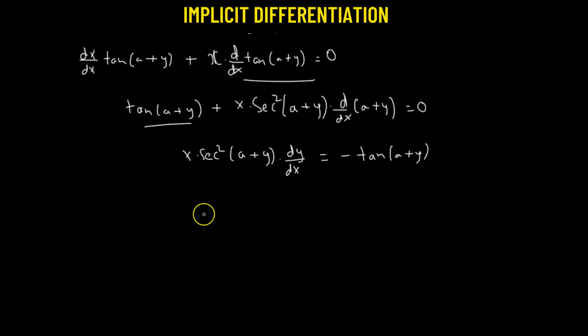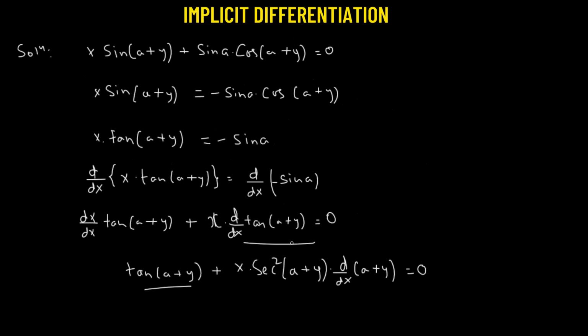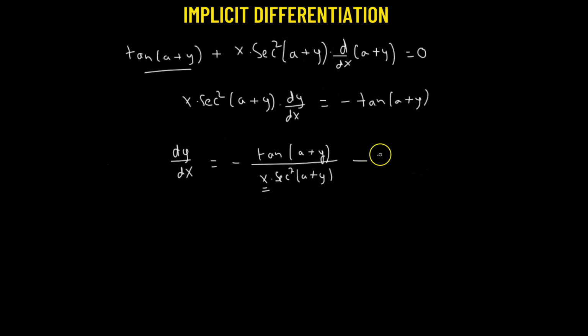Now what we'll do, we'll divide both sides by x times secant squared of a plus y, such that we have derivative of y with respect to x equal to negative of tangent of a plus y, whole divided by x times secant squared of a plus y. Now we'll have to take care of this particular x here. Let's label this as number 1, and we'll label this as number 2. So from number 2, we can isolate x from here. This is going to give us negative sine a divided by tangent of a plus y. So we'll substitute this value in place of x in this particular equation. Let's call it number 3.